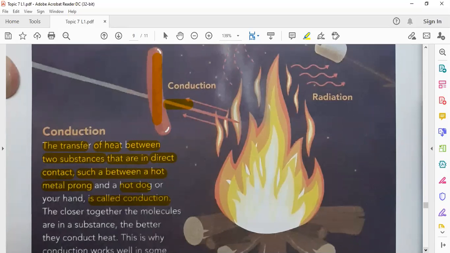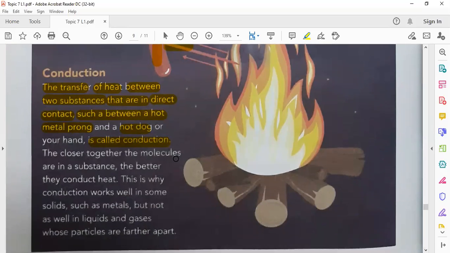Now, of course, the closer together the molecules are in a substance, the better they conduct heat. When the objects are closer, conduction happens faster. This is why conduction works well in some solids, such as metals. As I told you, metals are excellent conductors of heat. In liquids and gases, conduction happens with difficulty, or it rarely happens.